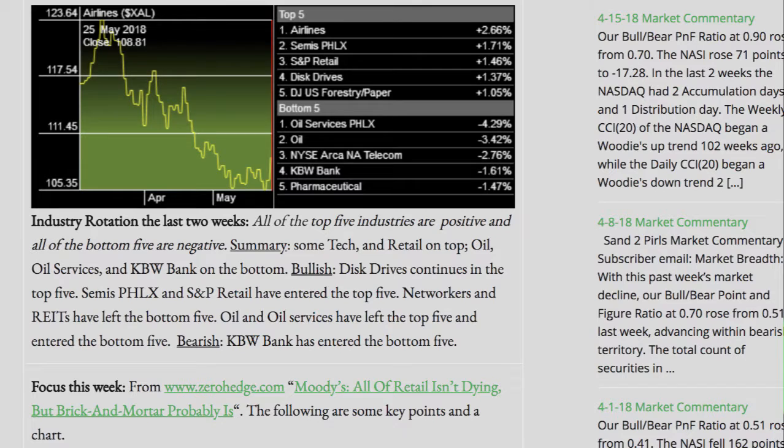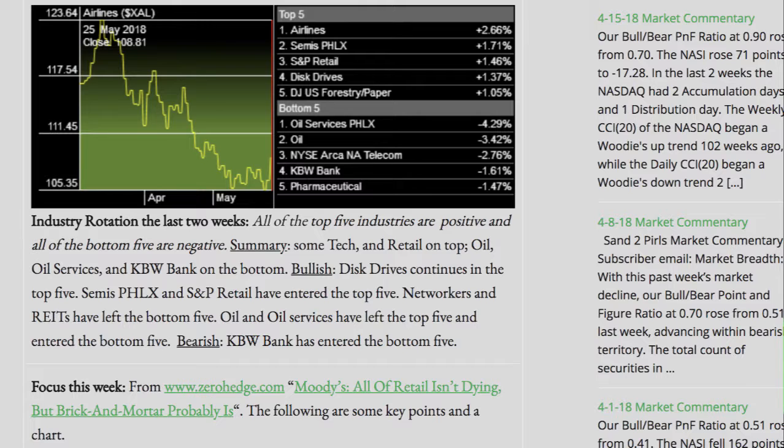Industry rotation the last 2 weeks. All of the top 5 industries are positive, and all of the bottom 5 are negative. Summary: some tech and retail on top. Oil, oil services, and KBW Bank on the bottom. Bullish, disk drives continues in the top 5. Semis and S&P retail have entered the top 5. Networkers and REITs have left the bottom 5.